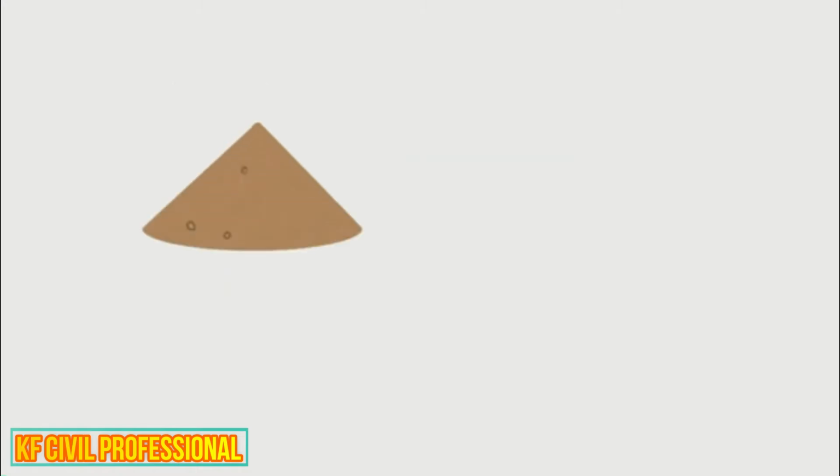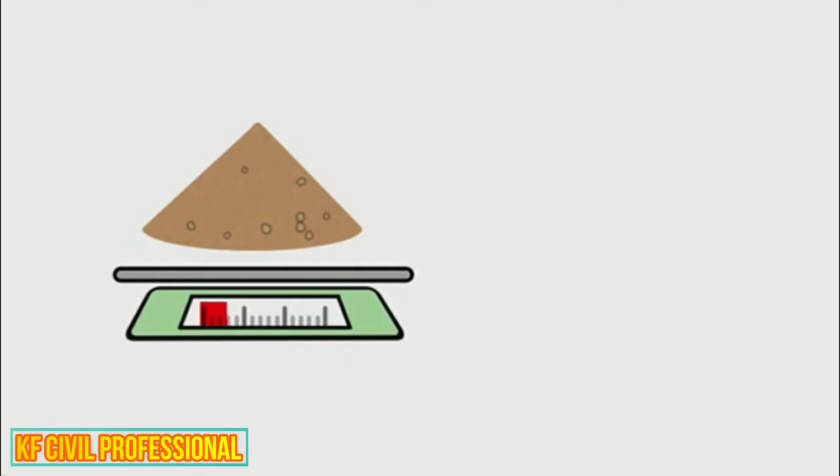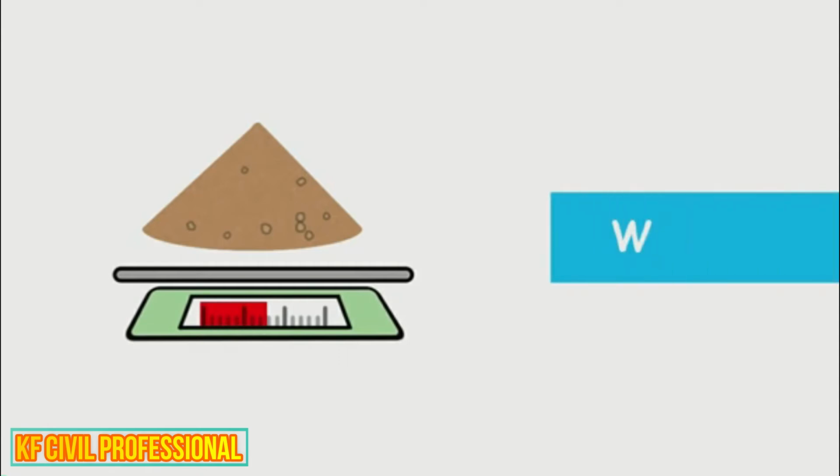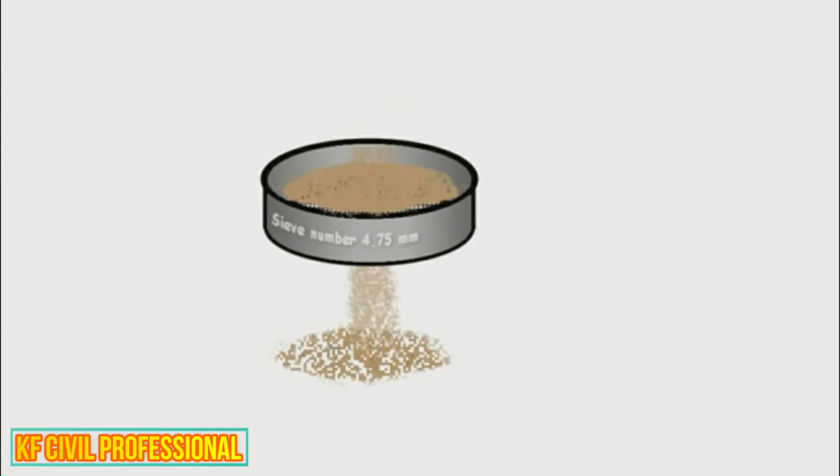We take roughly 500 gram of soil sample. It should not contain any lumps, and if it does, then the lumps should be pulverized. We take its weight and call this weight capital W. Now this sample is sieved through 4.75 mm sieve.